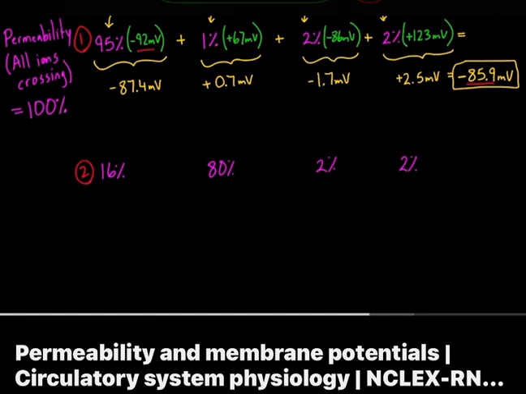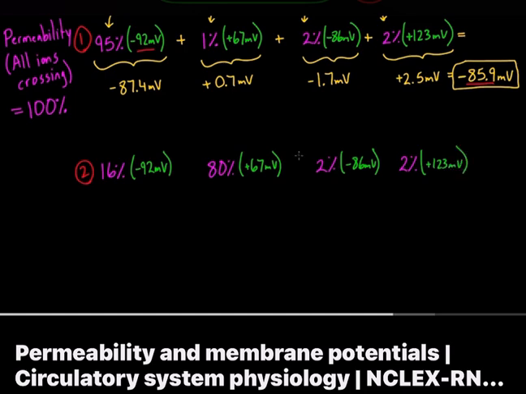And this time, let me do the math. So we've got negative 92 millivolts. And again, the permeability, this is actually an important point, adds up to 100% again, right? Because you've got 16 plus 80 plus 2 plus 2. So overall, we're still talking about 100% permeability, but in this case, most of that permeability is going to sodium. So negative 92 millivolts for the potassium, you've got positive 67 for the sodium, negative 86 over here, and you've got positive 123 over here.